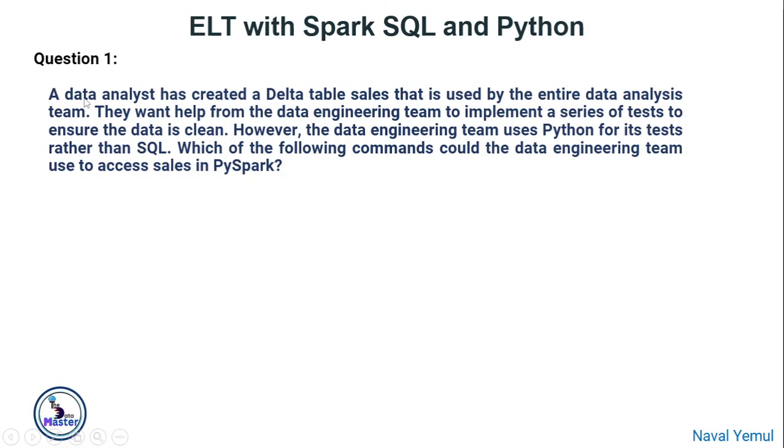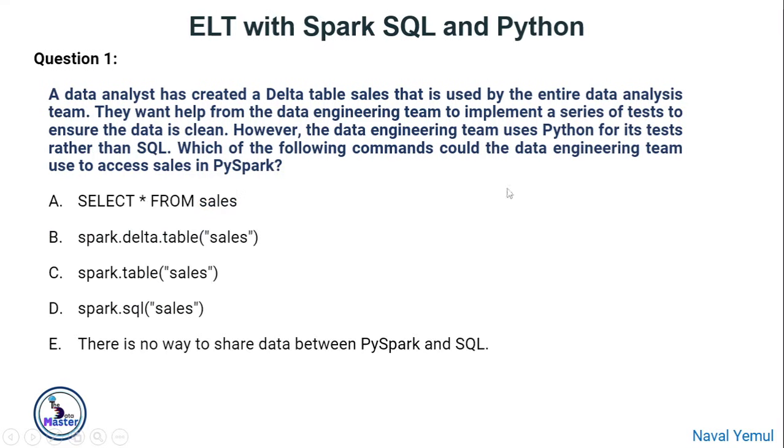The first question says that a data analyst has created a delta table, sales, that is used by an entire data analysis team. They want help from the data engineering team to implement a series of tests to ensure that data is clean. The data engineering team might use Python or SQL. However, the data engineering team uses Python for its test rather than SQL. So they prefer using PySpark. Which of the following commands could the data engineer use to access the sales table in PySpark?